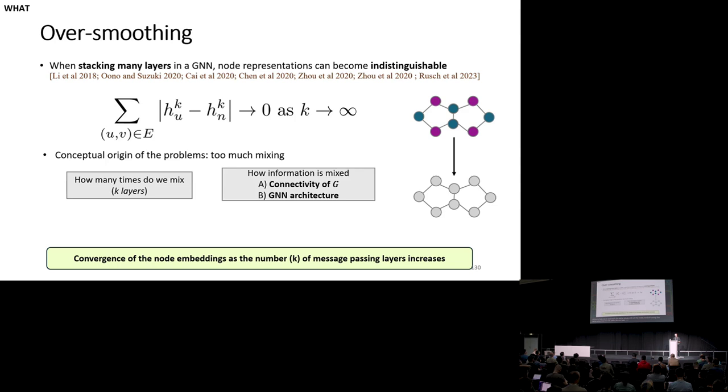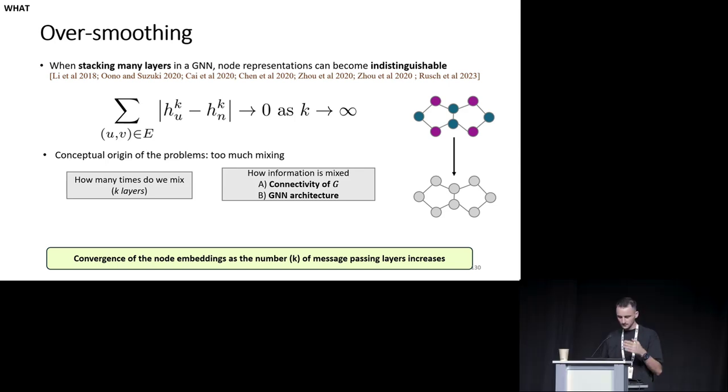Conceptually, the causes that we are going to be looking at are how many times we mix. So the more layers, the more mixing. Also the structure of the graph and the GNN architecture are factors that play a role in how the features mix with each other.